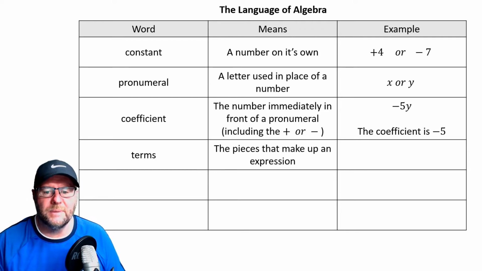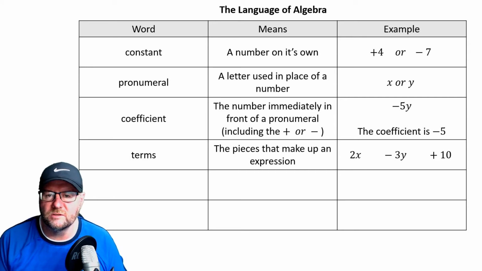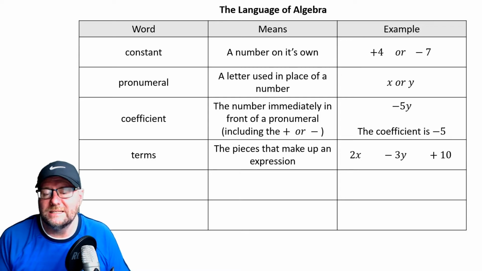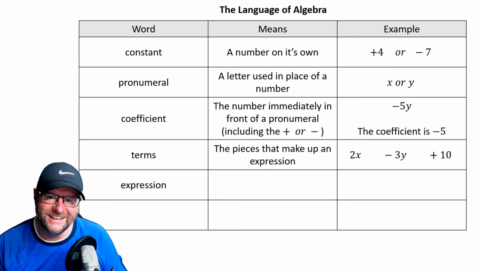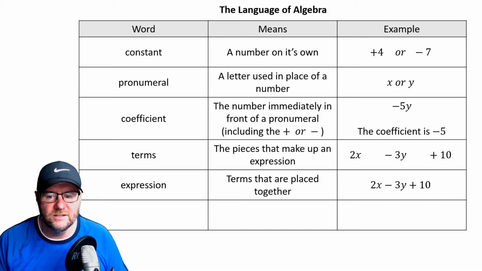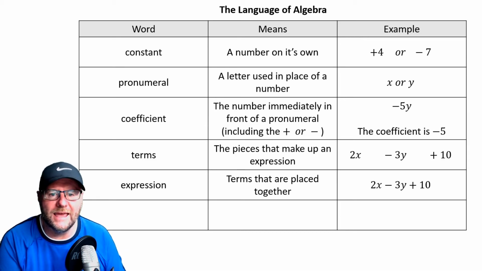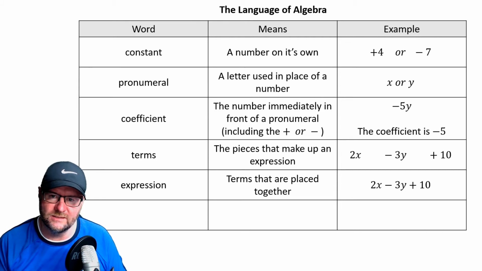Terms are pieces that make up an expression. Now that one might be a bit confusing, but bear with me, we'll see what we mean. Here are some terms. 2x is a term. -3y is a term. +10 is a constant, but it's also a term, because if I put them together, then I get an expression. So when terms are placed together, it might look like this: 2x - 3y + 10. It looks like a mathematical sentence, if you like, an algebraic sentence, and it's made up of terms. In this case, it's made up of 3 pieces: the 2x, the -3y and a +10.